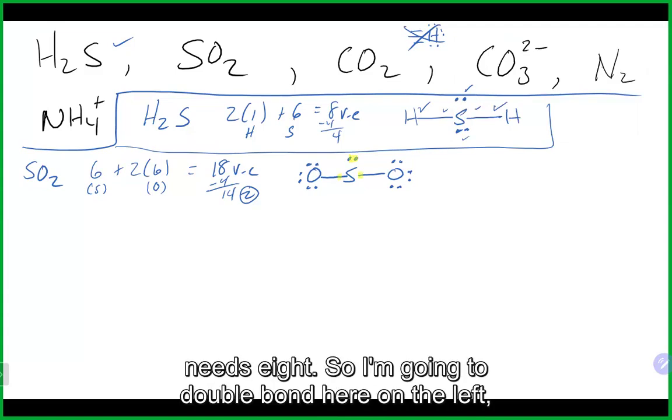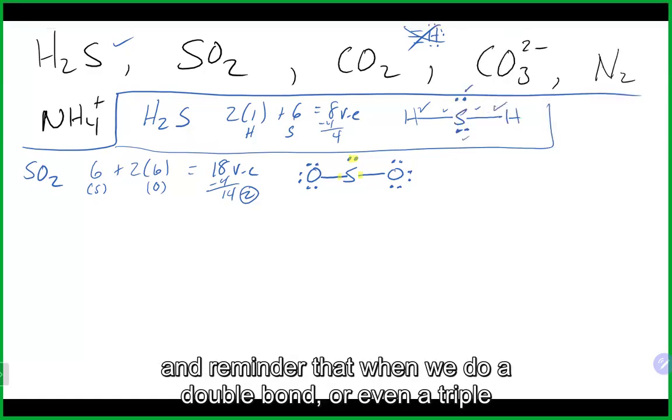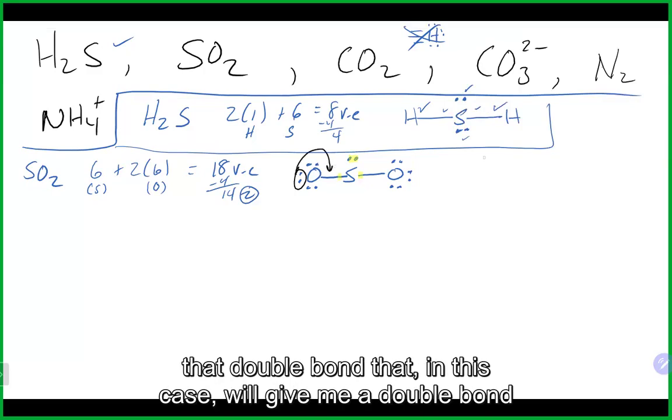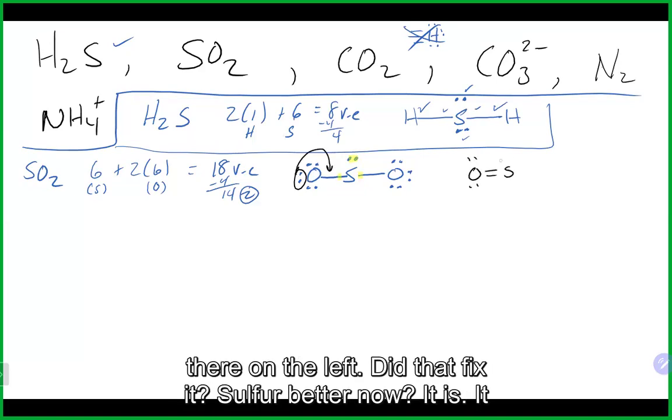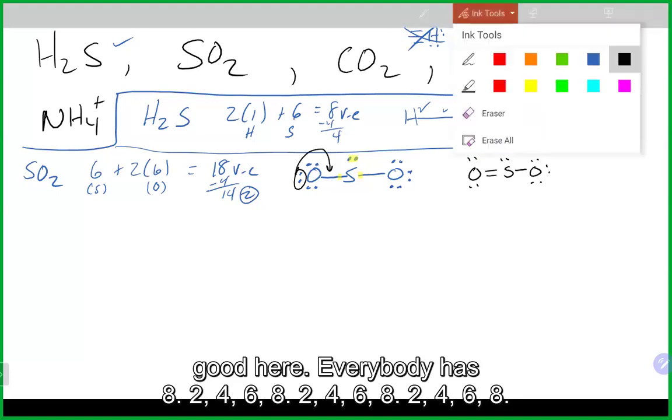So I'm going to double bond here on the left. And a reminder that when we do a double bond or even a triple bond, we're going to take those electrons in to make that double bond. That, in this case, will give me a double bond there on the left. Did that fix it? Sulfur better now? It is. It actually has 8. That is actually good. We're actually good here.